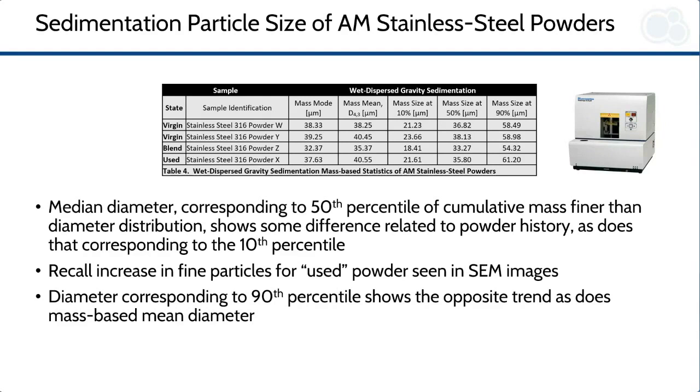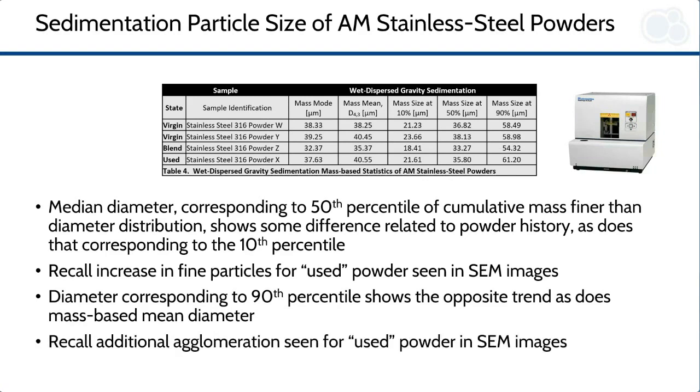The diameter corresponding to the 90th percentile, D90, shows a different trend, getting larger with particle usage. This is consistent with the appearance of more agglomerates in the used powder. Since these results are for a mass-based distribution, those larger agglomerates are massive enough to shift the D90 of the distribution, while there may also be enough of the fine particles present to shift the D50 and the D10 to smaller values. Let's take a closer look.